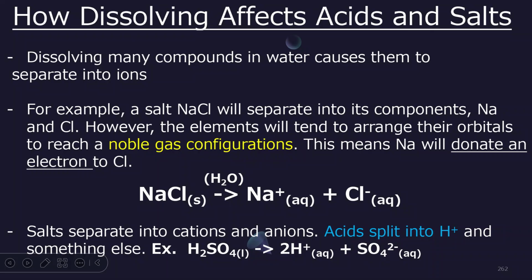What about acids? Acids are going to split into H+, hydrogen cation, and something else, probably another anion, although it doesn't have to be. So here's an example, H2SO4, sulfuric acid. I have an arrow that should have a water on the top, showing dissolving in water, but this will dissociate, separate into 2 H+ and 1 SO4 2-, the sulfate polyatomic anion. So try to get used to predicting how these things go. You're not going to be told every time. It's something that you need to realize yourself.